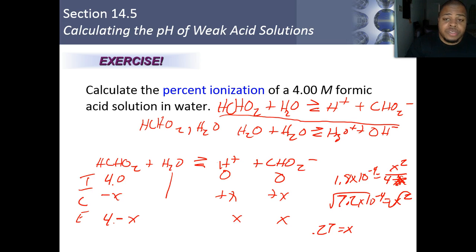Now, to figure out the percent ionization, I'm just going to put this concentration divided by our initial, which is 4, and see what we come out to. So 0.27 divided by 4 times 100. And I'm going to get 0.67%, which is what we saw on the slide just a little bit before this.